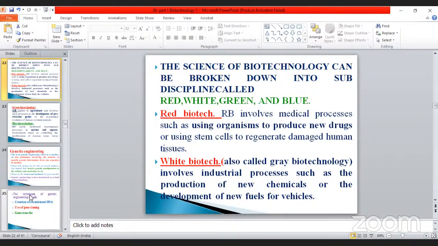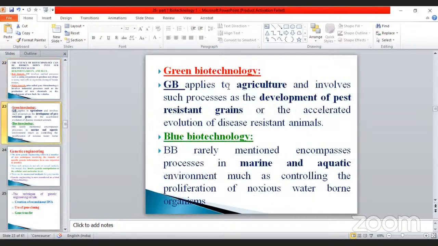Biotechnology. The first ones are red, white, green, and blue. Red biotechnology, as we already discussed, is mostly used for the production of new drugs. White biotechnology is mostly used for new chemicals and also new fuels for vehicles. That's why it is also called gray biotechnology. What is green biotechnology? It is mostly used for agricultural purposes, particularly the development of pest-resistant grains. The blue biotechnology, marine and aquatic, is mostly used for controlling the proliferation of noxious waterborne organisms.